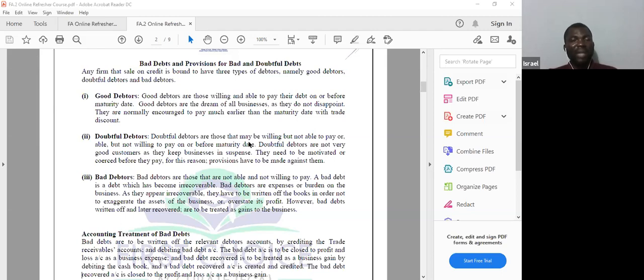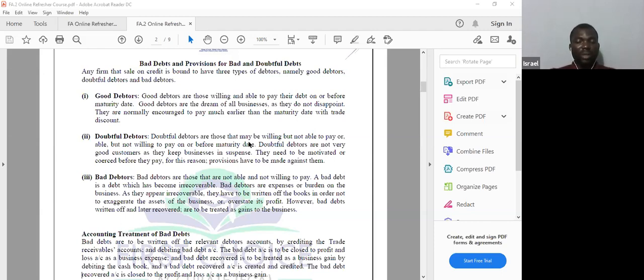So what do you understand by debts? Debts are actually talking about the money you owe another party. Debt is the total money that is owed to another party, either you owe them or they owe you. Those are debts, okay? We have three types of debtors. Number one, we have the good debtors. Number two, we have the doubtful debtors. Number three, we have the bad debtors. These are the three types of debtors that we have.